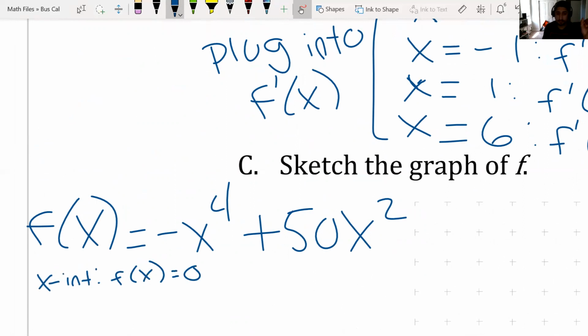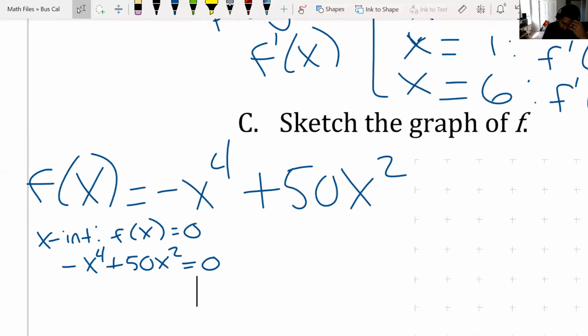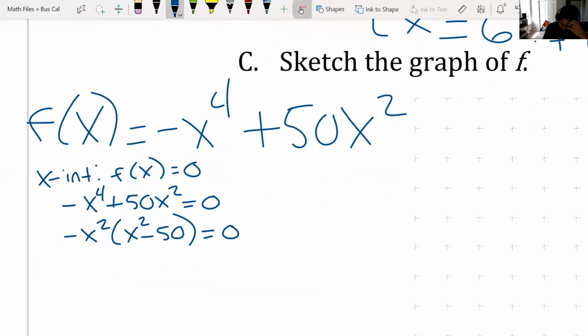Same exact process. Let y equal 0. So -x to the 4th plus 50x squared equals 0. I can take out a -x squared. That leaves me with x squared minus 50 equal to 0. And then set these equal to 0.